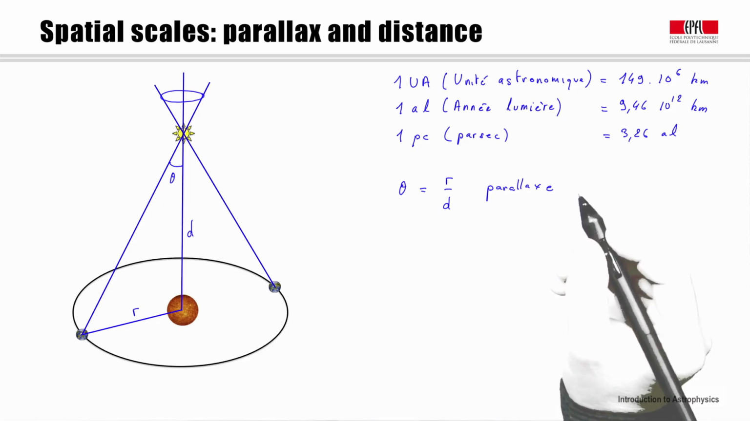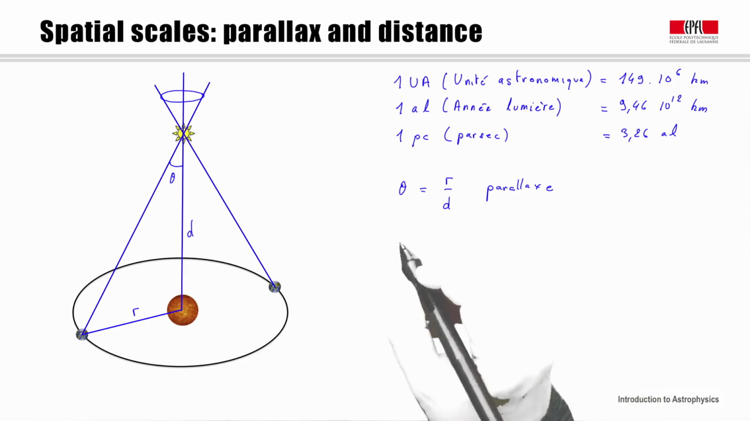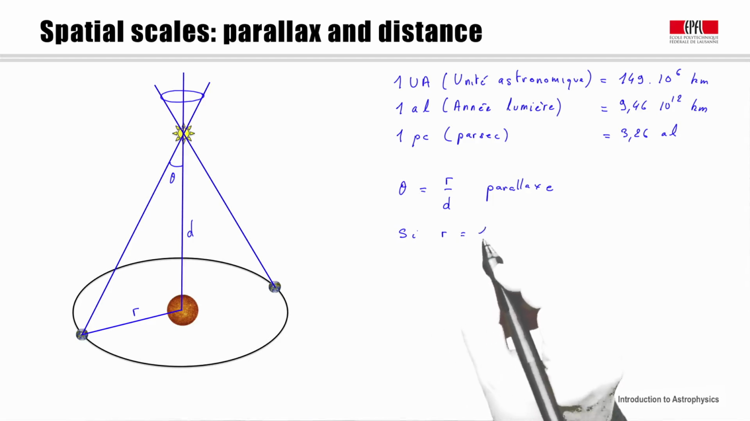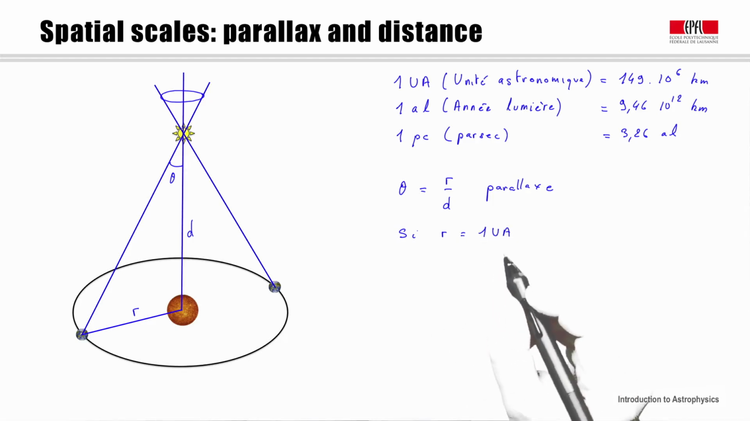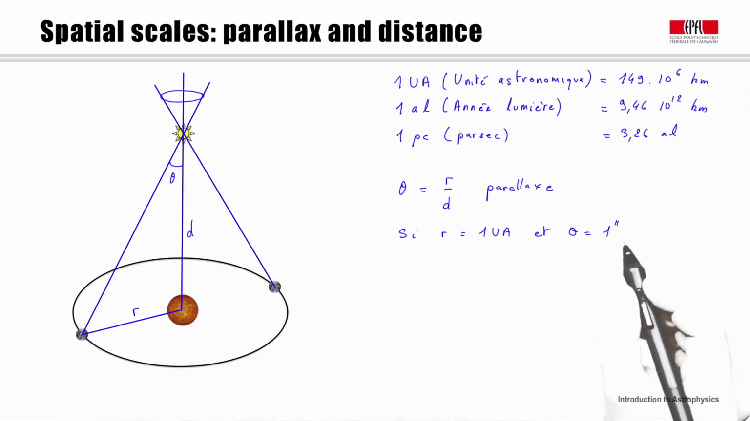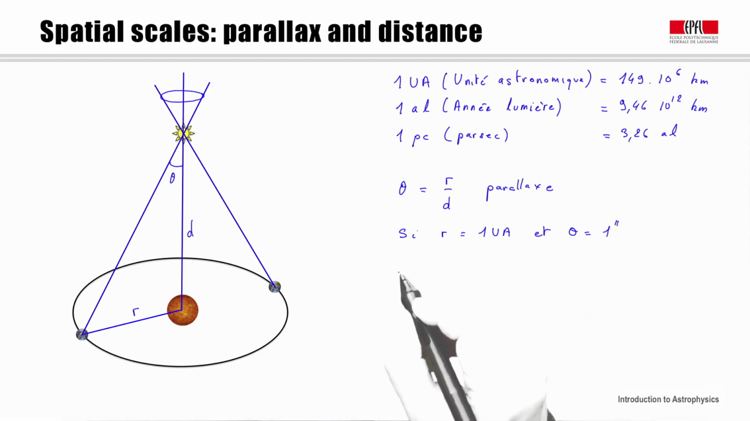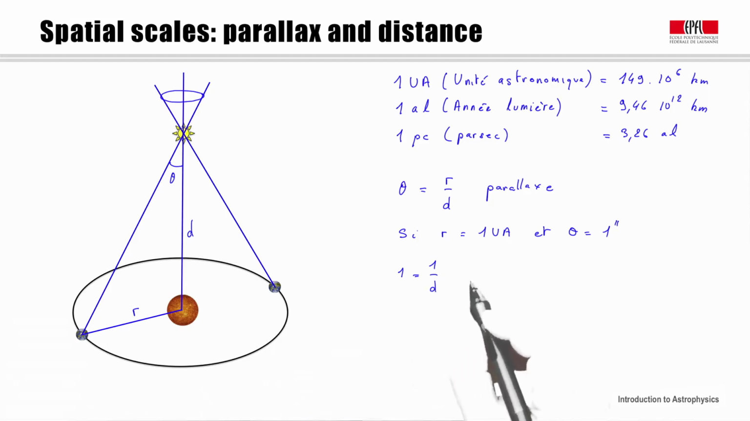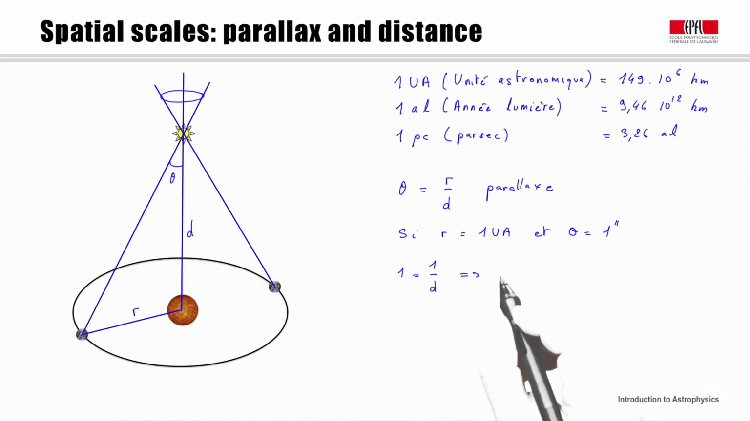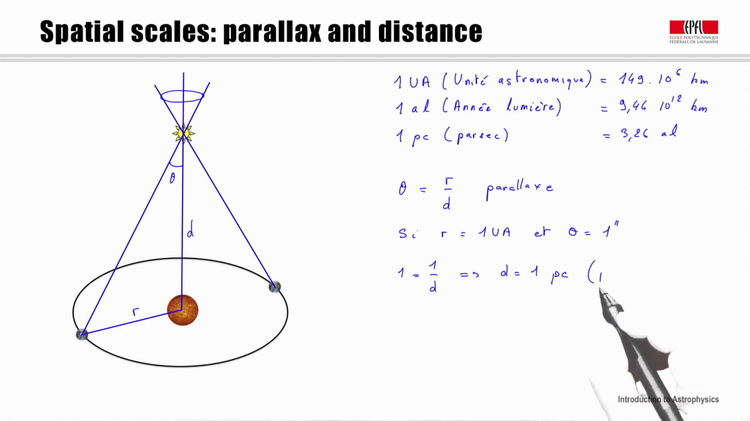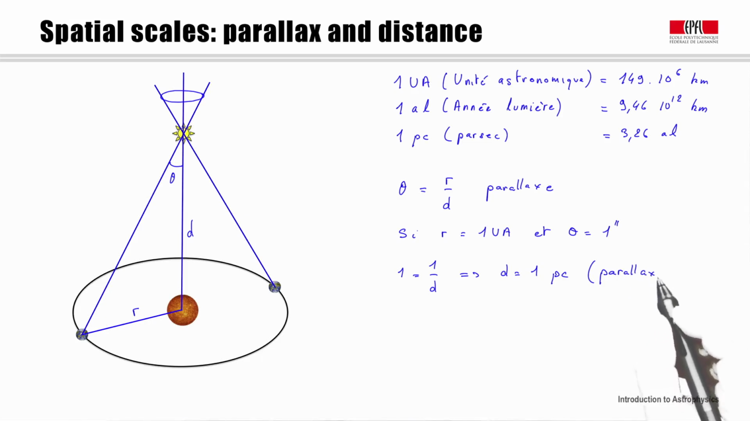We can now express things in astronomical units. If r is equal to 1 astronomical unit, and if theta equals 1 arcsecond, then we can write a very simple equation: 1 equals 1 divided by d. This obviously implies that d is also equal to 1. This 1 has the unit of a parsec, which is the abbreviation of the parallax of 1 arcsecond.